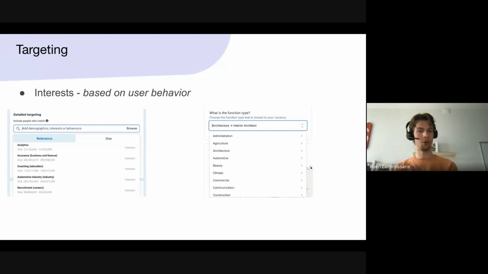So for instance, if you were to target the function type of architecture, interior architect, different interest groups that are available within the social media platforms will be used to target people that have a higher likelihood of being interested in your ad, because it's content that is relevant for people with interest in the field of architecture. Okay, so this is for the targeting.